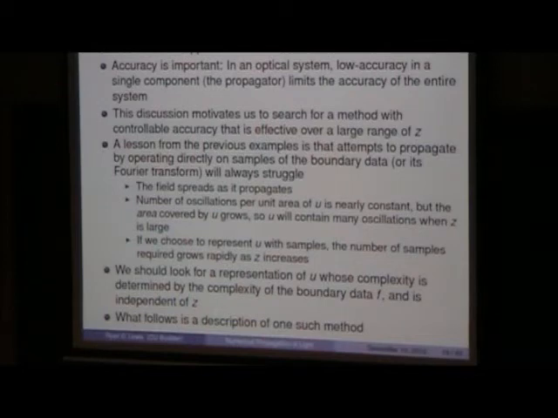The lesson here is we should be looking for representations of the field whose complexity is determined by the complexity of your boundary data, not the propagation distance. And so now I'm going to talk about a representation that has that feature.